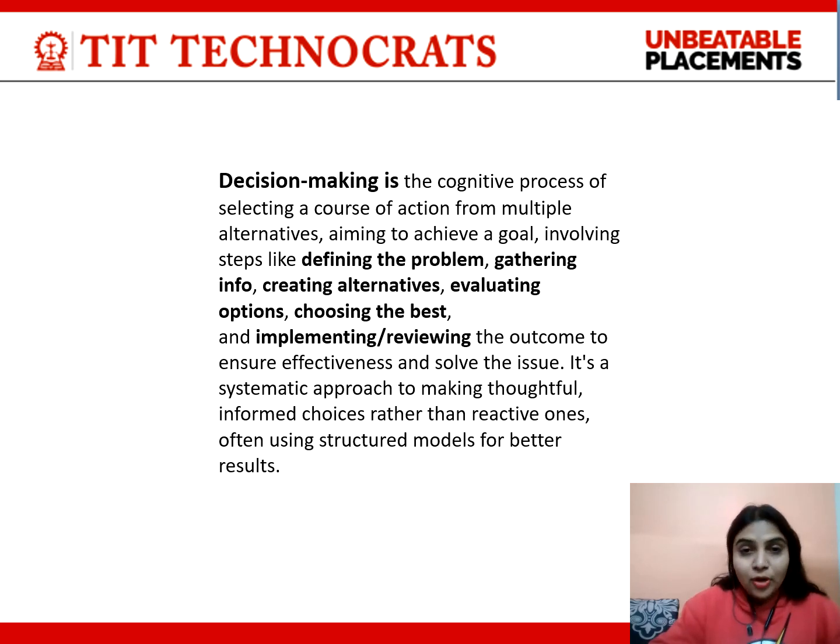Now, the last and most important topic is decision making. Decision making is a cognitive process of selecting a course of action from multiple alternatives. It aims to achieve a goal, and involves steps like defining the problem, gathering information, creating alternatives, evaluating options, choosing the best, and implementing the outcome to ensure effectiveness in solving whatever issue is given. It is a systematic approach to making thoughtful, informed choices rather than reactive ones, often using structured models for better results.